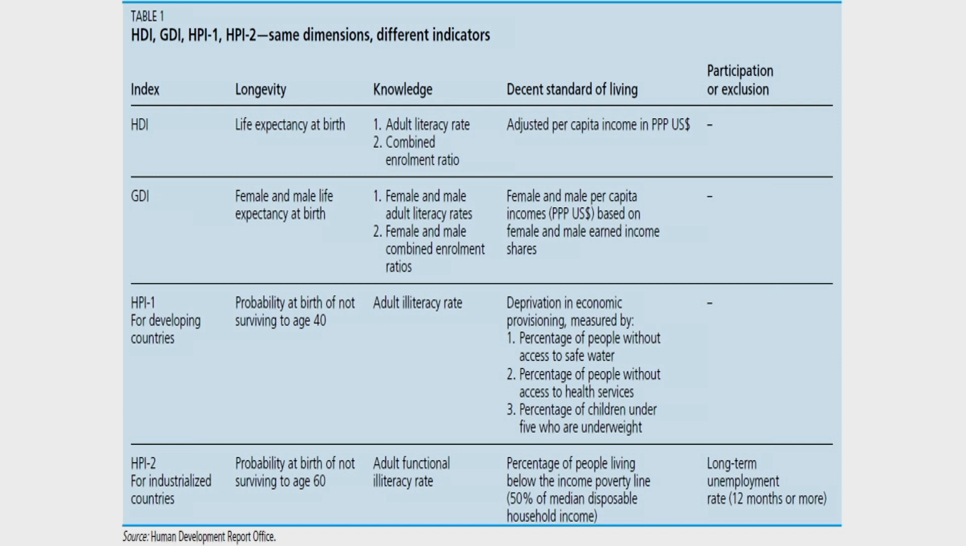So, for the longevity indicator dimension, the indicator considered for HPI1 was probability at birth of not surviving to age 40. So, basically the number of people who have not survived till the age of 40, that is a severe deprivation. If individuals within a country are not able to reach the age of 40, then they will not be able to partake in various kinds of activities that they can be engaged in for a flourished human life. So, probability at birth of not surviving till the age of 40 can be a serious deprivation in the developing countries. So, that is the longevity indicator.